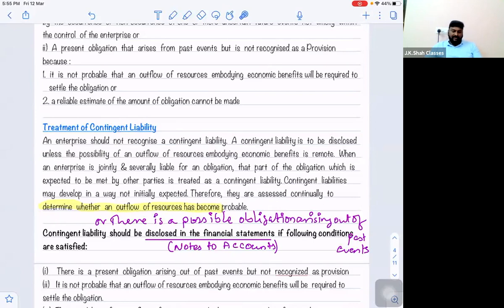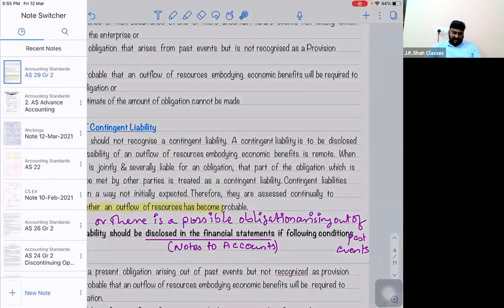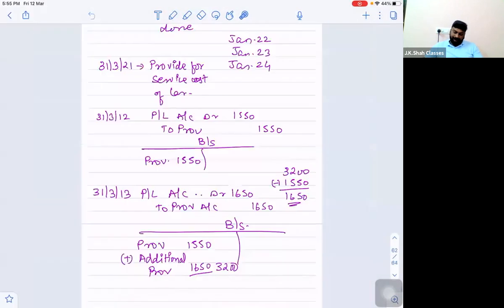And what do you mean by this concept? When an enterprise is jointly and severally liable for an obligation, the part of the obligation which is expected to be met by other party is also treated as a contingent liability. Now, please try and understand this simple point. Please try and understand this.